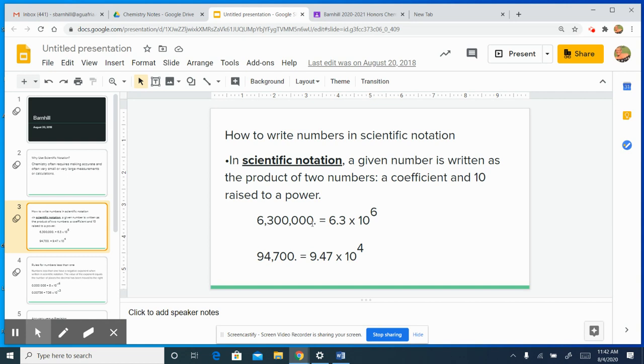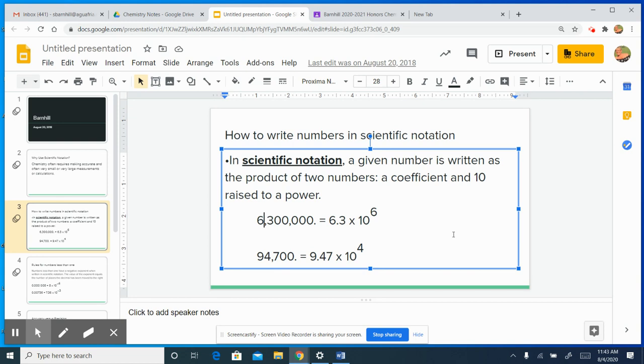6,300,000, we assume the decimal to be at the end of the number, and we're going to move that decimal 1, 2, 3, 4, 5, 6 places so that we've got a coefficient that's between 1 and less than 10, 6.3 multiplied by 10 raised to the power of the number of places that we had to move that decimal. So in this case, it would be 6.